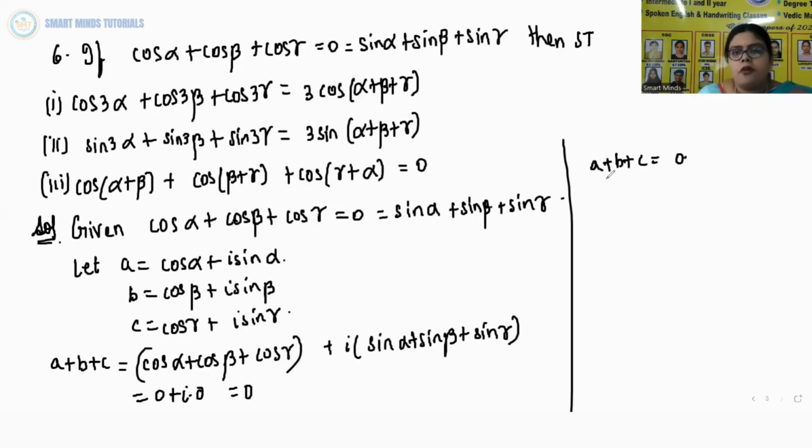So we know from algebra, whenever a plus b plus c is 0, this implies a cube plus b cube plus c cube is equal to 3abc. We have studied this condition in 8th or 9th class. Now we have to substitute in the place of a, b and c these values: cos alpha plus i sin alpha, cos beta plus i sin beta, cos gamma plus i sin gamma.